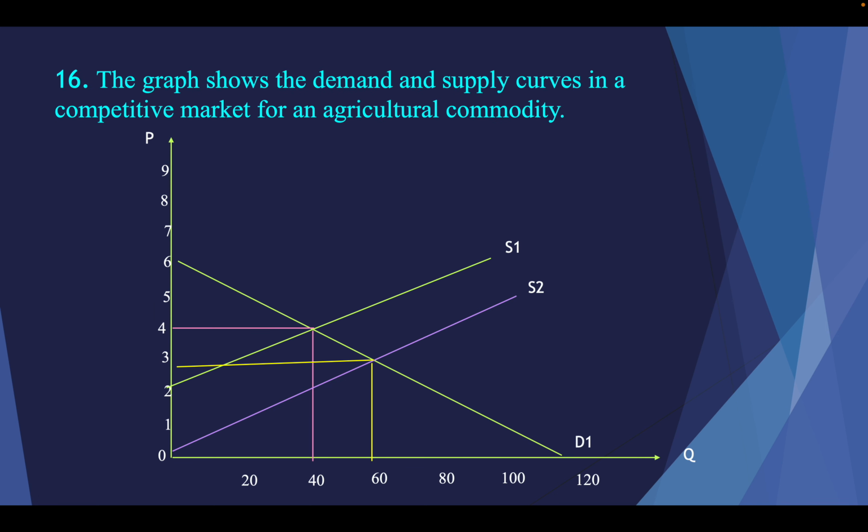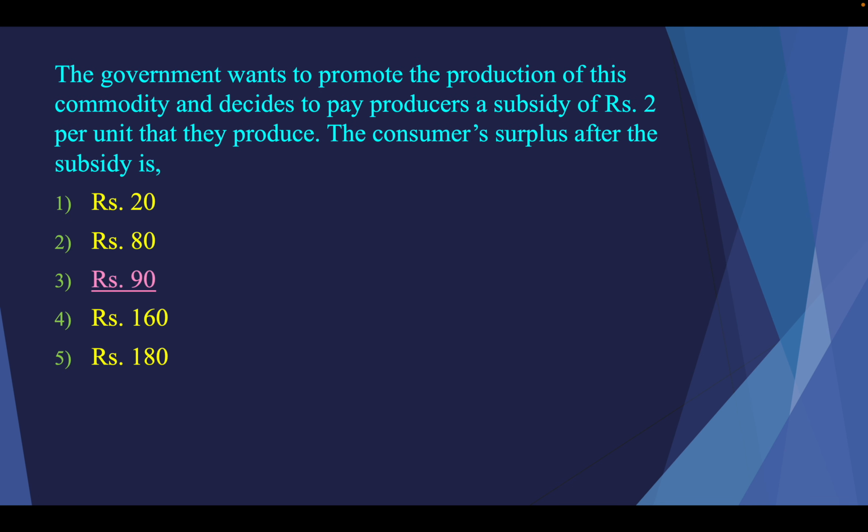Then the graph shows the demand and supply curves in a competitive market for an agricultural commodity. S1 and D1, the equilibrium price is 4 and the quantity is 40. S2, I draw this one. S2, after I'll tell how to find out this one. The government wants to promote the production of this commodity and decides to pay producers a subsidy of 2 rupees per unit that they produce. The consumer surplus after the subsidy.